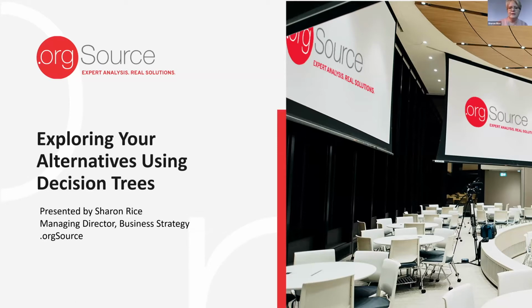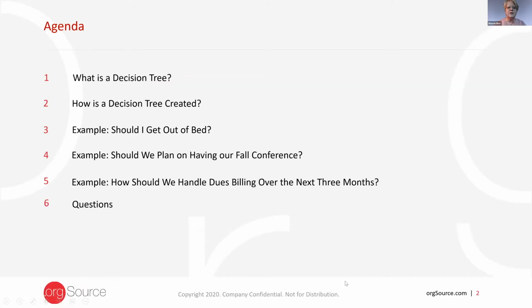So I'm really excited to talk to you about using decision trees today. And one of the things that I like about them is that we're going to have to use math. As we go through this process, we're going to talk about what a decision tree is and how a decision tree can be created. I'm going to give you 3 examples, and these examples are going to progress in terms of complexity. We'll start with an example about should I get out of bed this morning, which I think is extremely relevant for a lot of us these days.